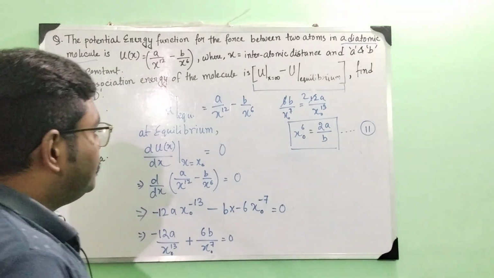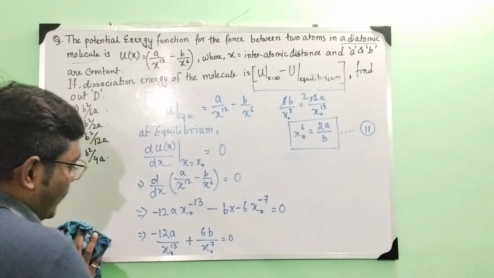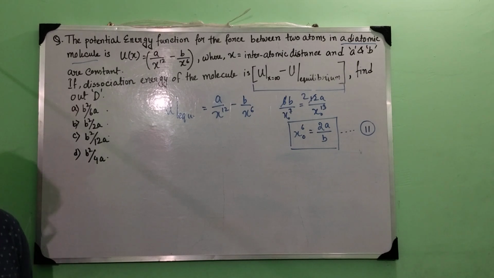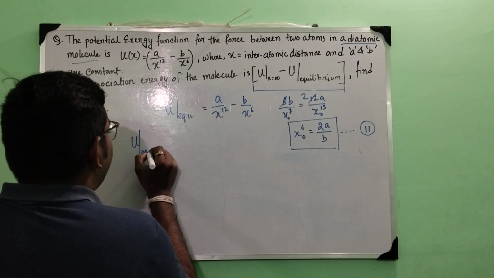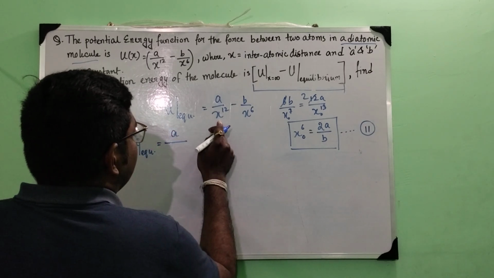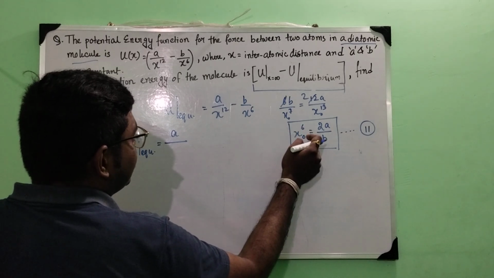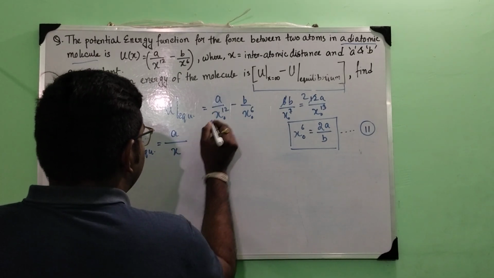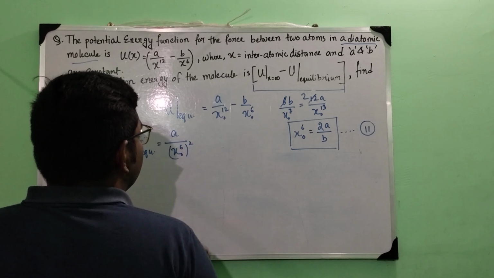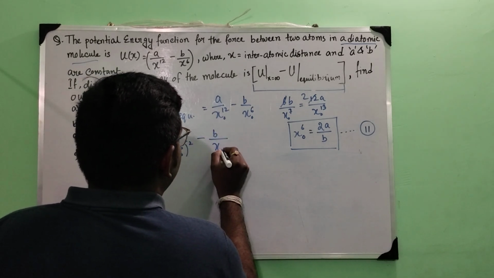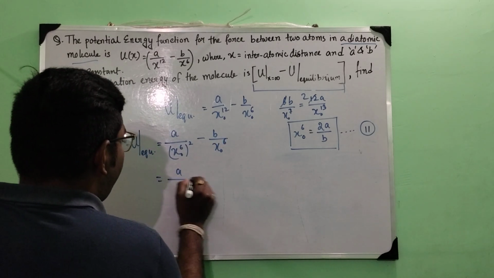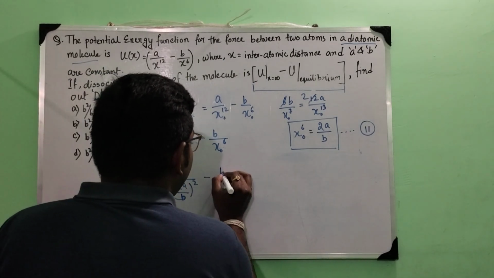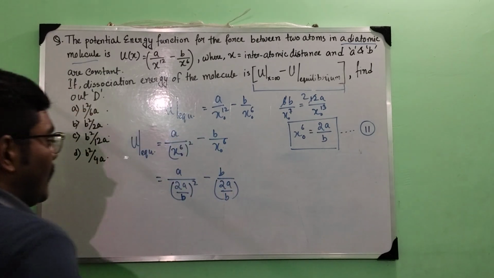Now I'm rubbing out this part. So u at equilibrium is equal to a by x0 to the power 12, minus b by x0 to the power 6. We can write x0 to the power 12 as x0 to the power 6 whole square. So we get a by (2a by b) whole square, minus b by 2a by b.